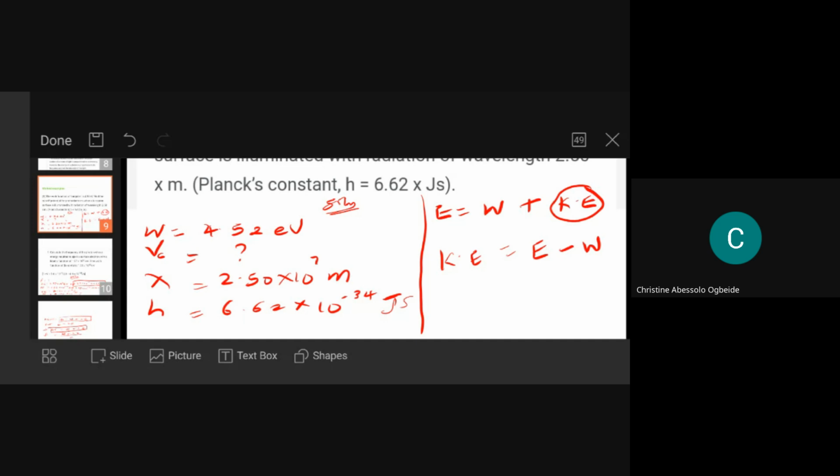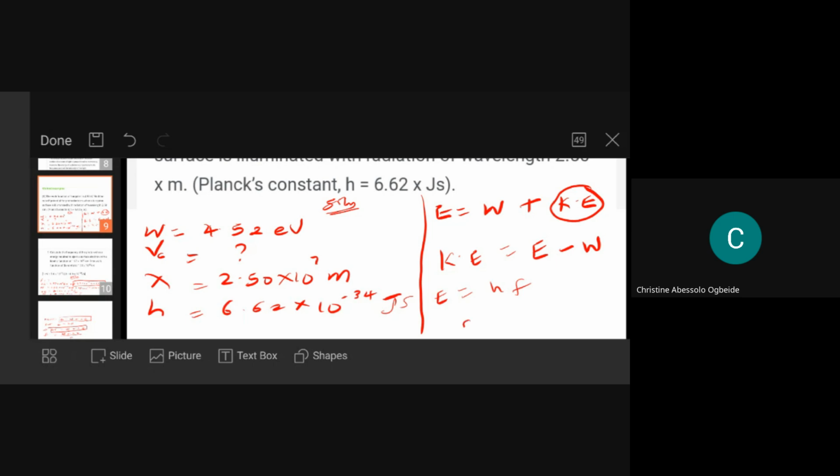From the question, I was given the wavelength. Remember that E is equal to what? hf. But I wasn't given f, was I? No. But I know that f can be written in terms of the speed of light, c, and of course, the wavelength.